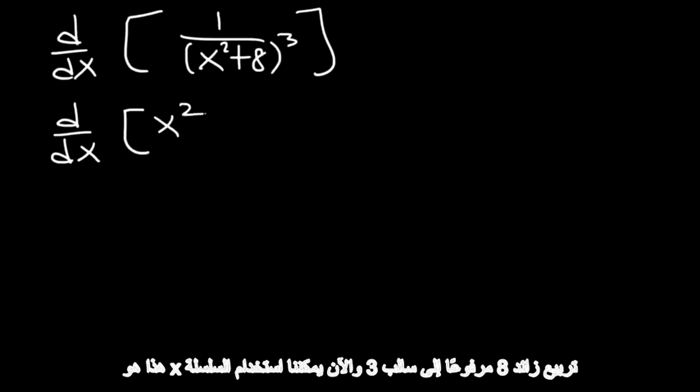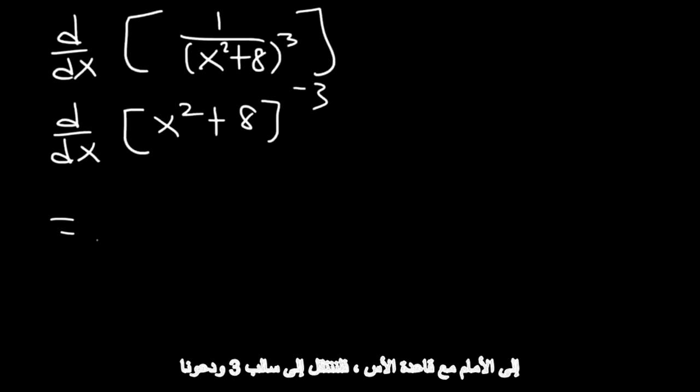Find the derivative of 1 divided by x squared plus 8 raised to the 3rd power. So first, let's rewrite the expression. Let's bring the variables to the top. So this is x squared plus 8 raised to the minus 3. And now we can use the chain rule combined with the power rule.